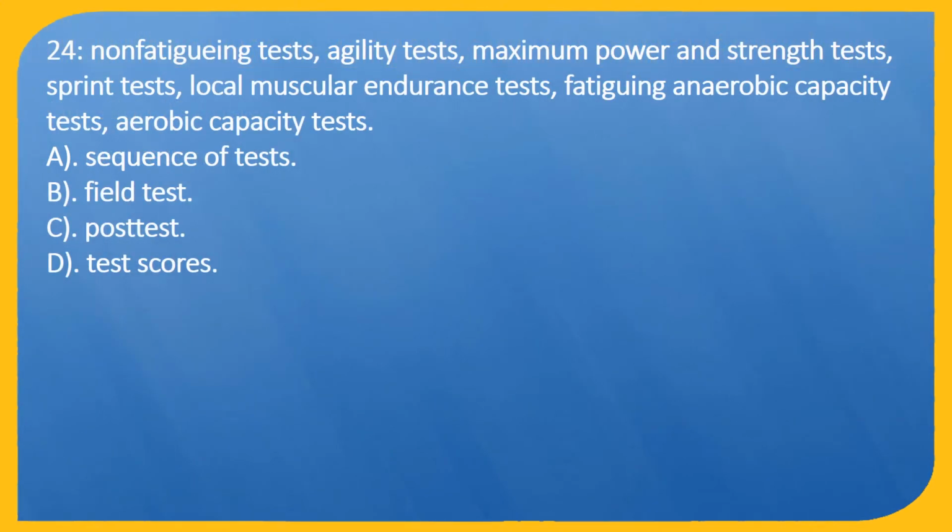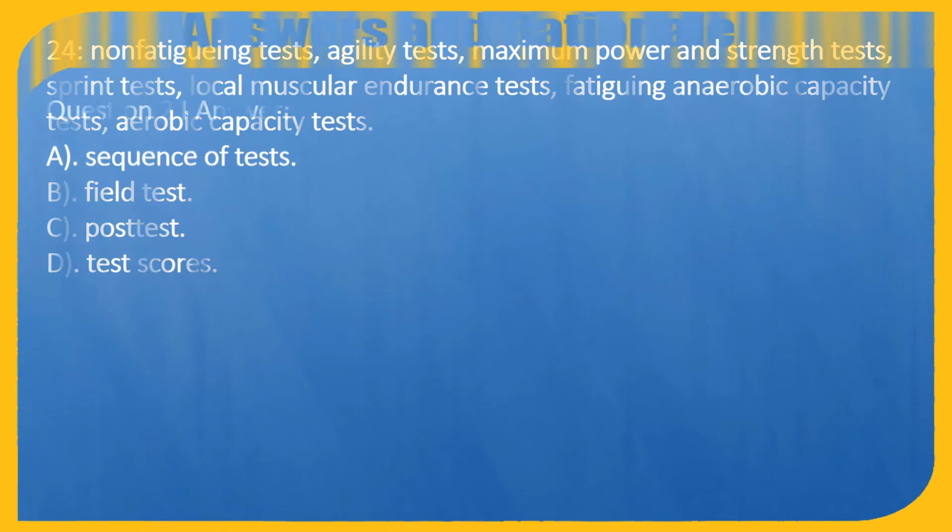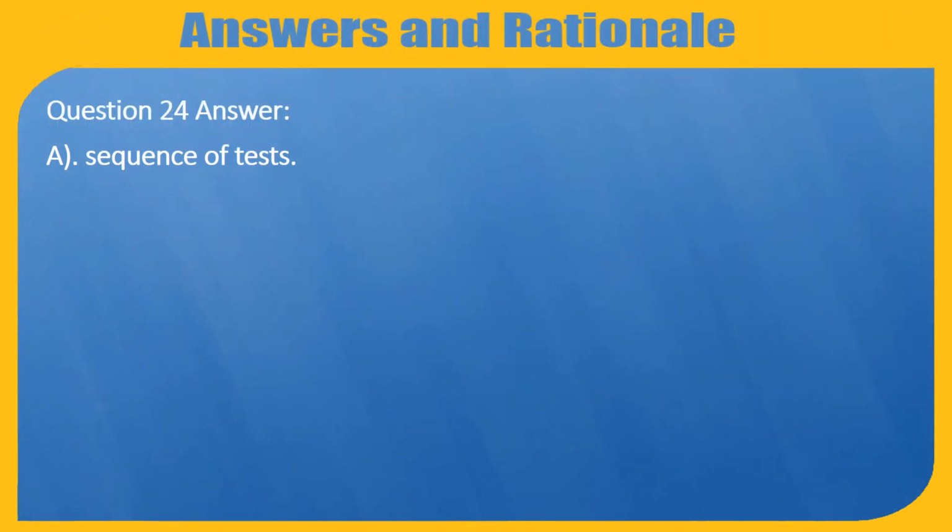Question 24: Non-fatiguing tests, agility tests, maximum power and strength tests, sprint tests, local muscular endurance tests, fatiguing anaerobic capacity tests, aerobic capacity tests. A. Sequence of tests. B. Field test. C. Post-test. D. Test scores. Question 24 answer, A. Sequence of tests.